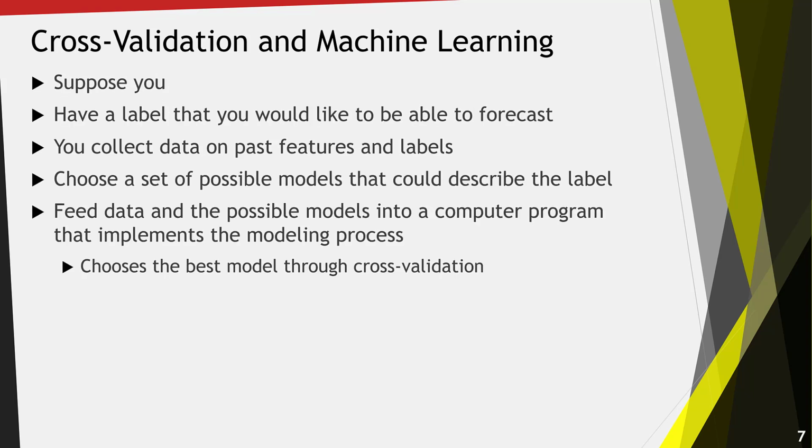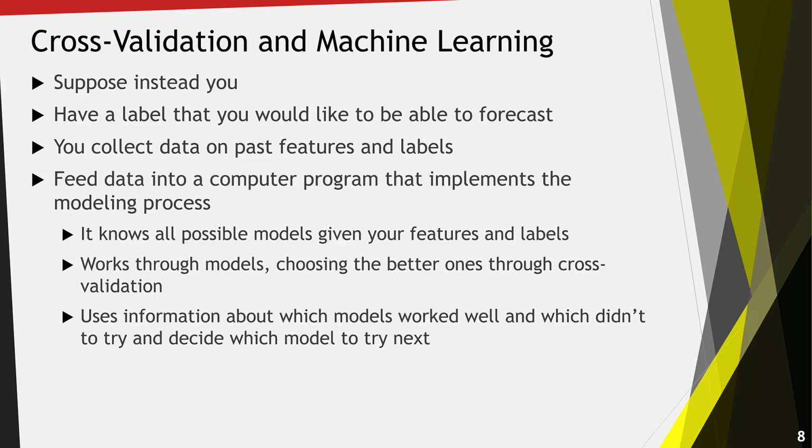So suppose that you have a label that you'd like to be able to forecast. You collect data on past values of the features and labels. You choose a set of possible models that could describe the label. You feed the data and all the possible models into an R script that implements your modeling process. It goes through and chooses the best model through cross-validation. This is the type of modeling process that we've had in mind, where all of this logic is embedded in R scripts.